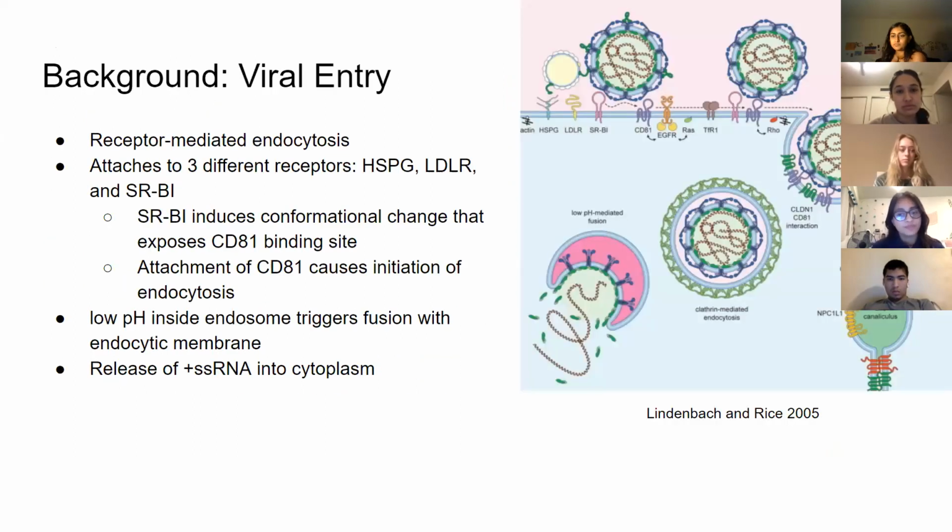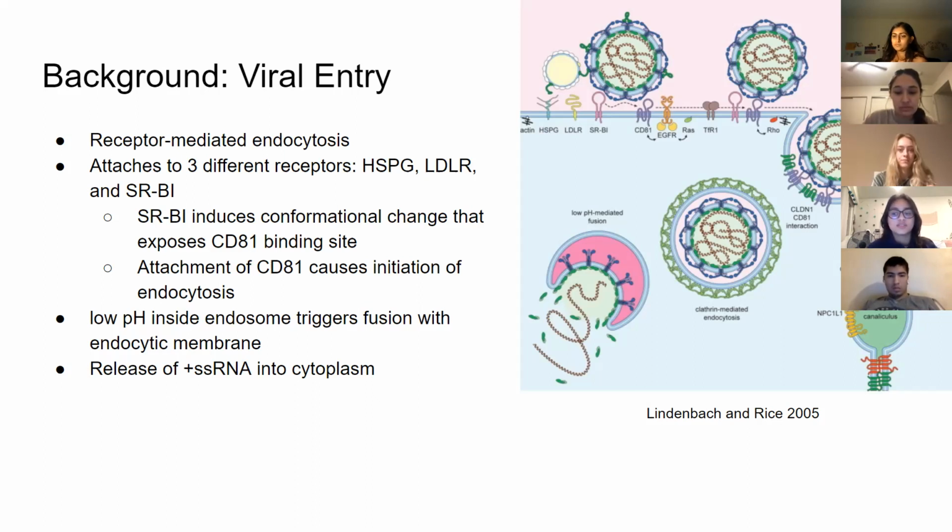Now, viral entry. So HCV uses receptor-mediated endocytosis to enter the host, which is generally liver cells or hepatocytes. The hepatitis C virus attaches to 3 different host receptors initially, which are HSPG, LDLR, and SR-BI. Out of all of these, SR-BI is, I think, the most interesting, and it's also really important because it induces a conformational change that exposes a binding site called CD81. And this CD81 exposure is really necessary for the initiation of endocytosis.